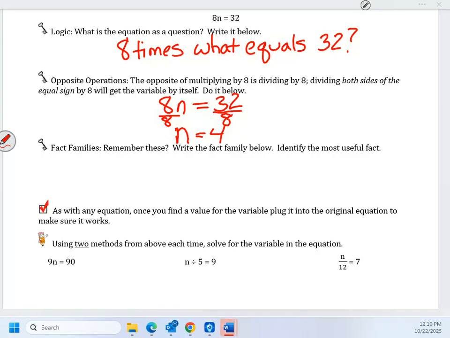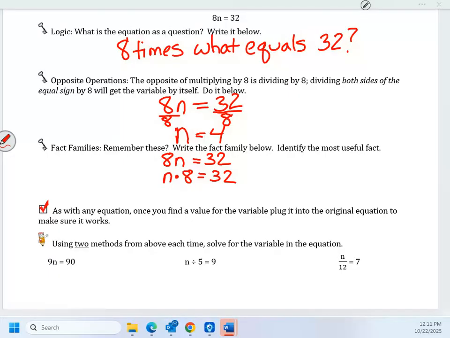Fact families. So let's think about our fact families. Our first one is the equation 8n equals 32. What's another multiplication fact family? Henry? n times 8 equals 32? Because the number comes after the variable, we do put the multiplication sign. Okay. So n times 8. We only skip that when our number's right in front of the variable. So now we have our two multiplying.